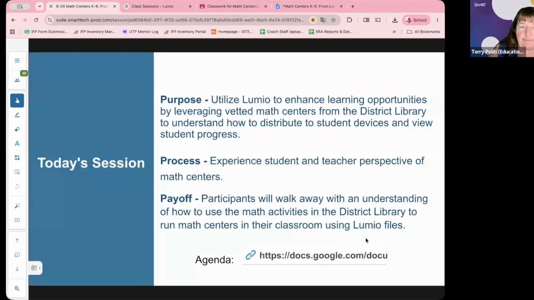Let's actually begin. On the agenda today, our purpose is to show you vetted math centers that came from the ILC. We just put them in a different format. We are not saying that you have to do these games. You could do the paper games, you could do the electronic games that are built in, or you could do these options as we go, because we know kids are all different and they need different things. So we wanted to give you some options.